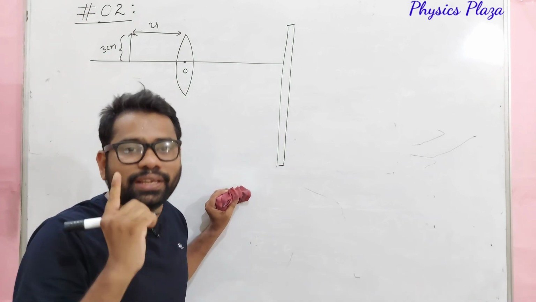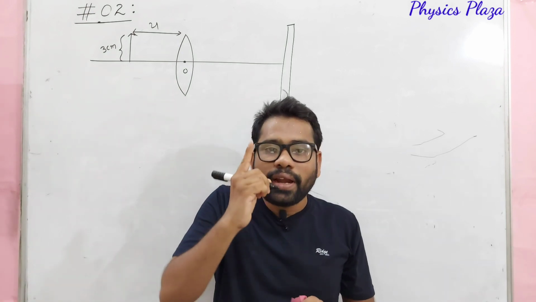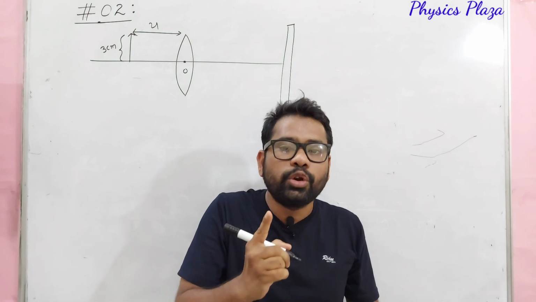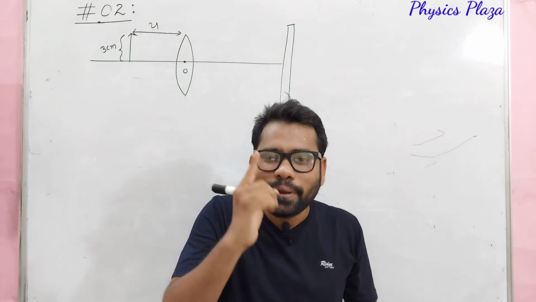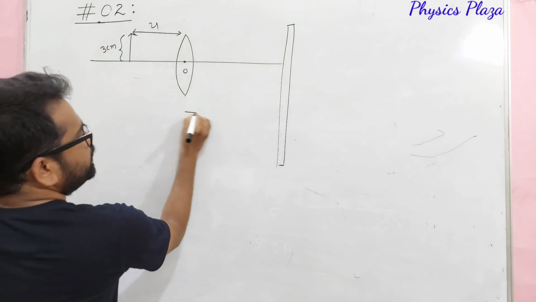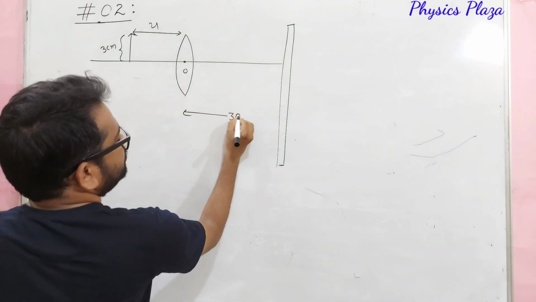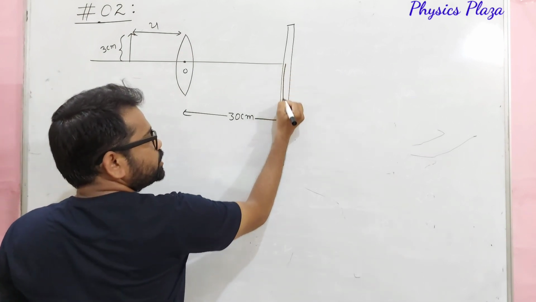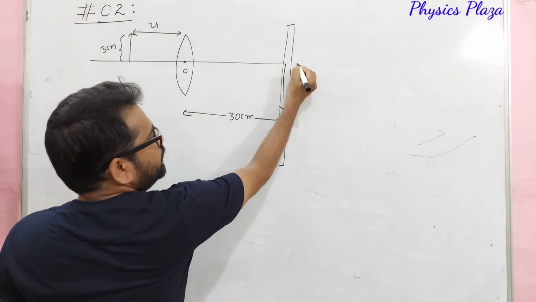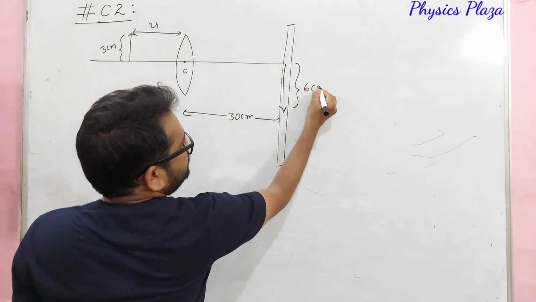It's a real image only. So where is the image going to be formed? The image is going to be formed, dear children, exactly 30 centimeters behind the lens. So from here to here it is 30 centimeters. And it is given that the size of the image on the screen is 6 centimeters.